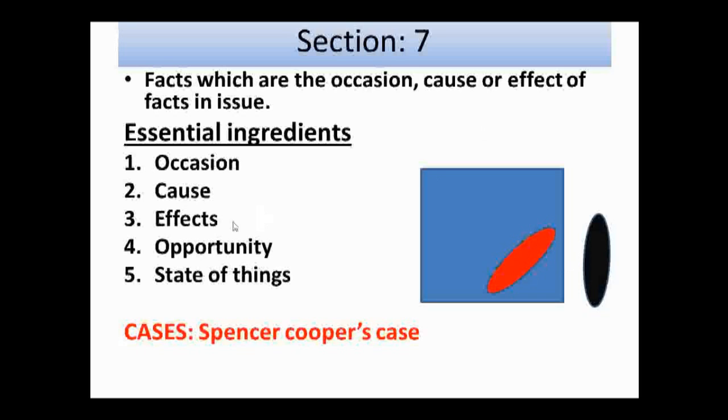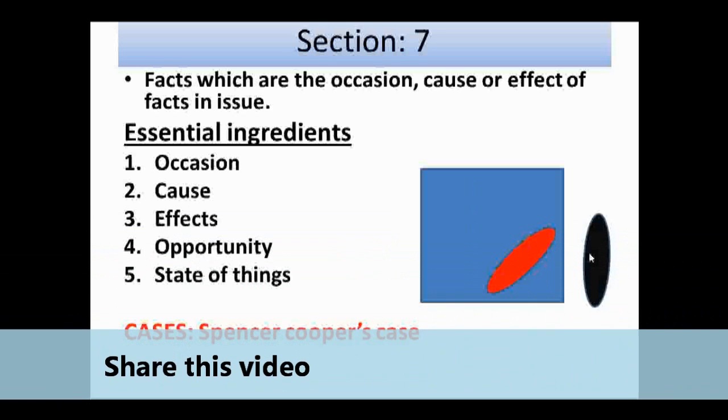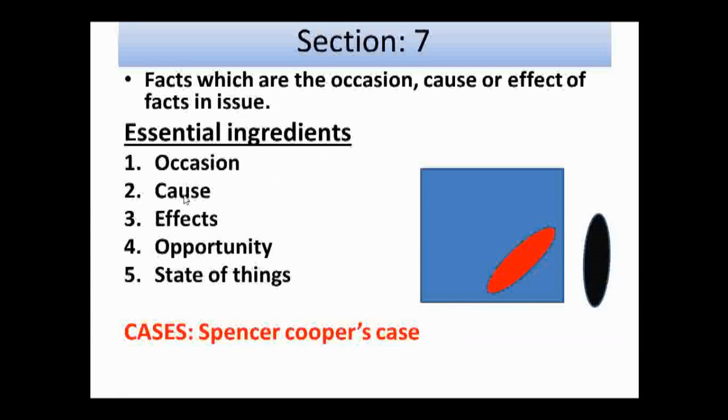So here we will consider these essential ingredients in this case. The occasion and opportunity: the occasion here is the perfect arrangement, as in the presence of the water tanker. Cause is the conflict between A and B. Effect will be the death of A, and opportunity will be the loneliness of A and B together, with no one present at that time. State of things is the relevancy of any of the principal facts which are in issue. So these five essential ingredients are present in this example.